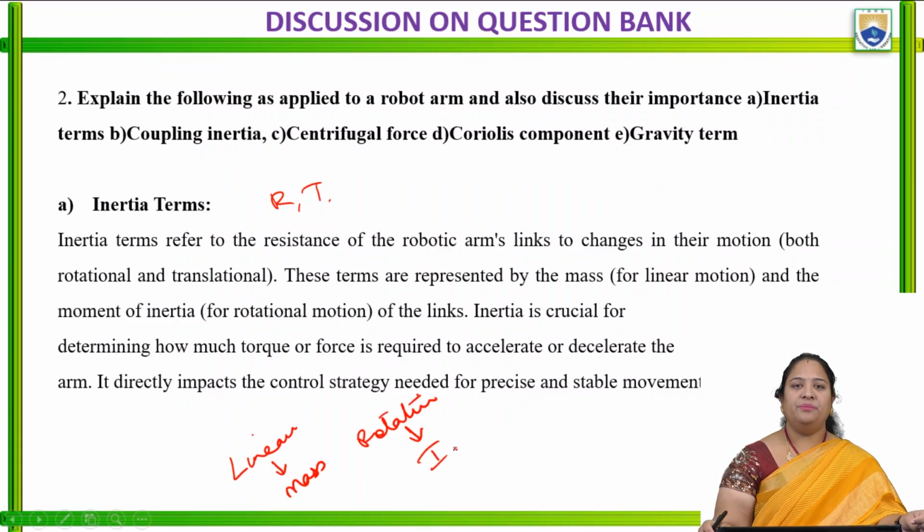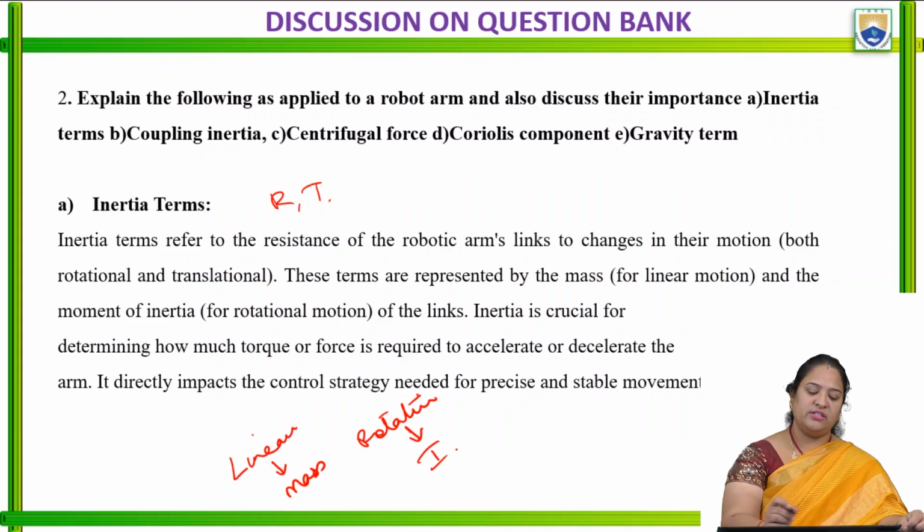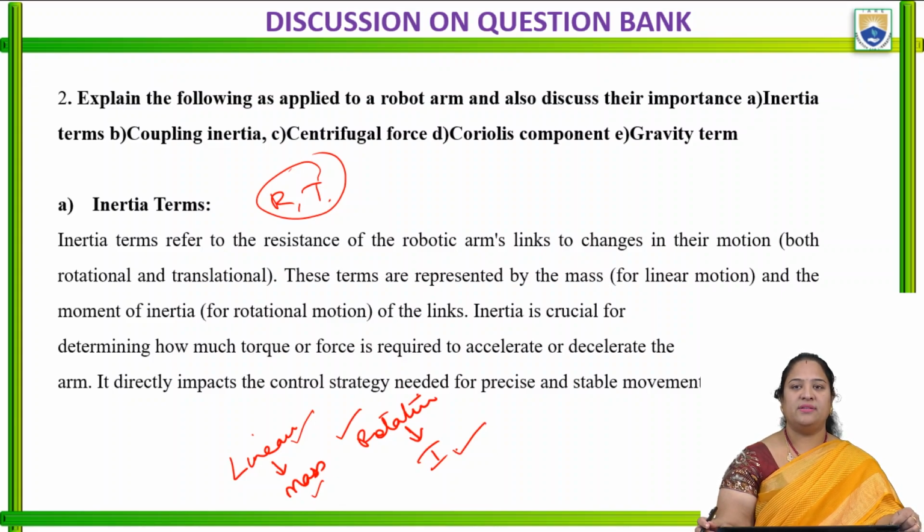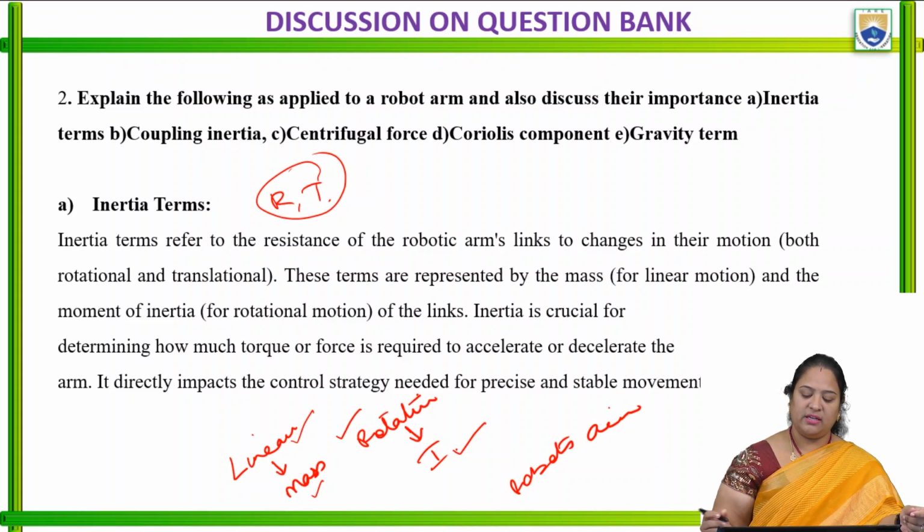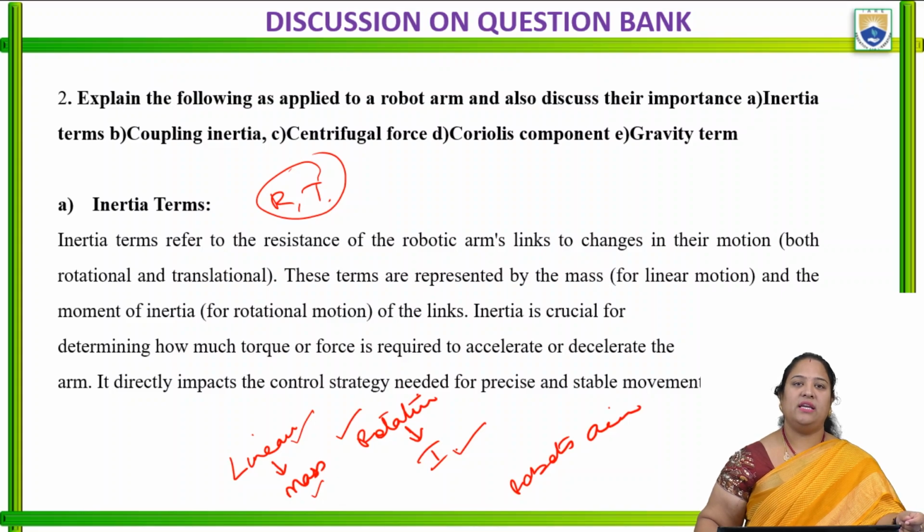The inertial term refers to the resistance of the robot arm's links to changes of their motion, both in rotation and translation, where the linear term determines the mass and the rotational term determines the moment of inertia of the links. Now, this particular inertia is crucial for determining how much torque or force is required to accelerate or decelerate the robot's arm. It directly impacts the control strategy needed for precise and stable movement. That is known as the inertial term.